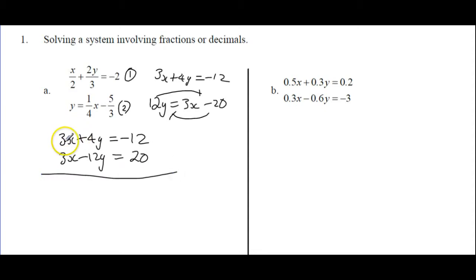So the 12 comes over and the 20 goes over there, so equals 20. This is very nicely set up for solving by elimination. So we're going to subtract. That gives me 16y, right? So 3 minus 3 is 0. 4 minus negative 12 is 4 plus 12 is 16. Negative 12 minus 20, so negative 32. And y is negative 2.